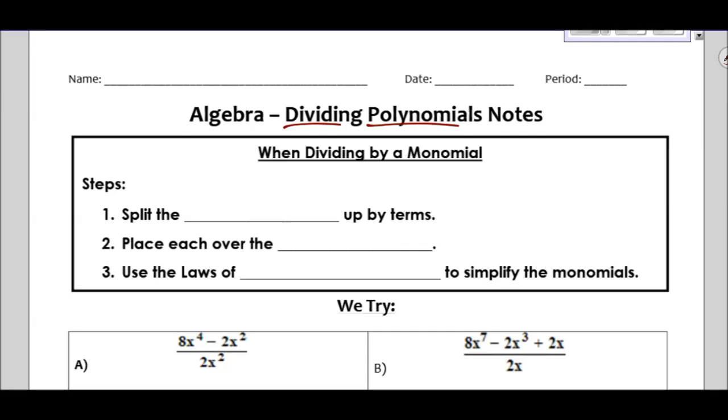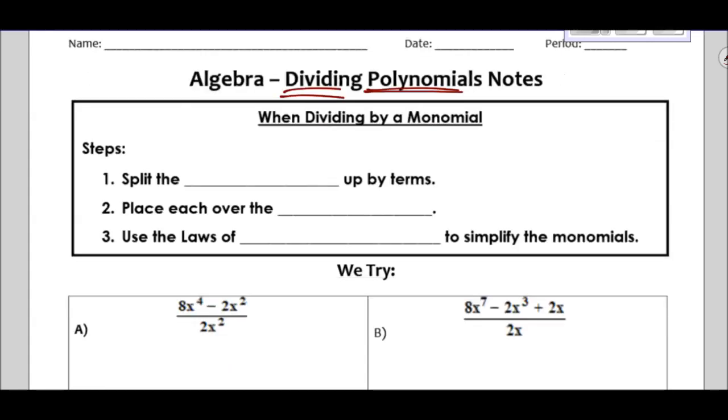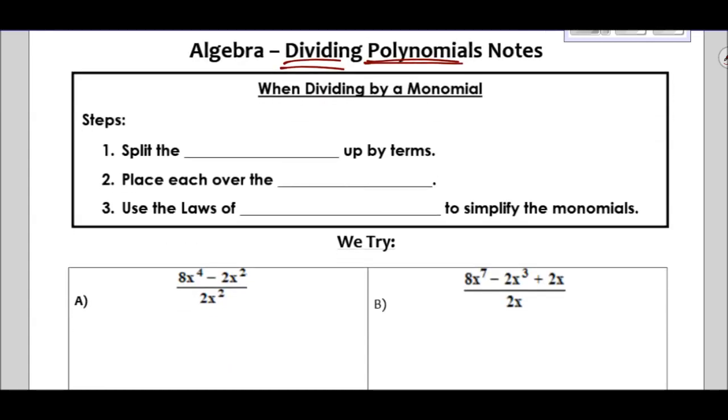So here we're going to be talking about dividing polynomials, which is basically going to be factoring and using laws of exponents. So the steps for dividing when we have a monomial, which just means one term on the bottom.